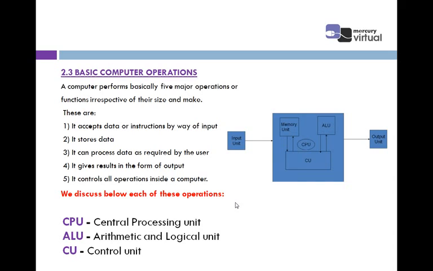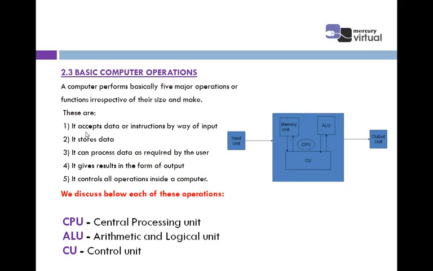First, basic computer operations. A computer performs basically 5 major operations or functions irrespective of their size and make. Means if it is a microcomputer, it is a mini computer, all computers perform all these basic operations. Now let's see one by one. First of all, it accepts the data or instructions by way of input. Means the computer can take the data by way of input by using the keyboard, mouse, etc.